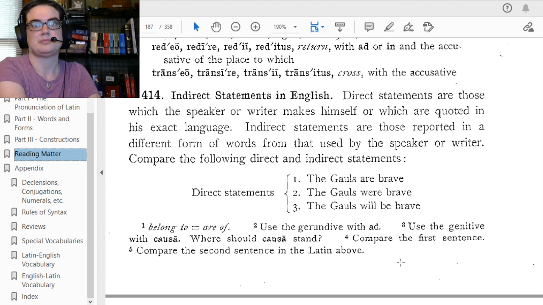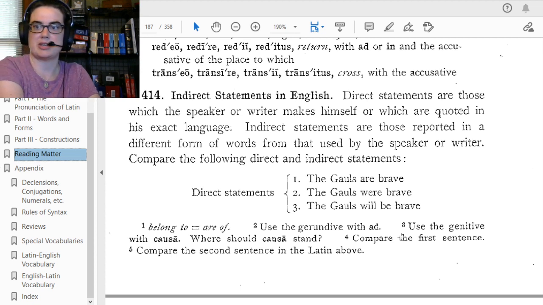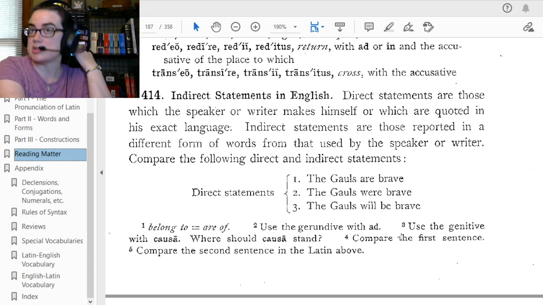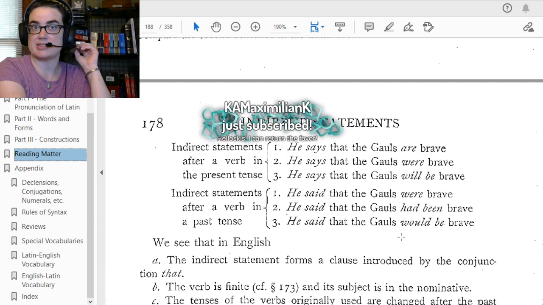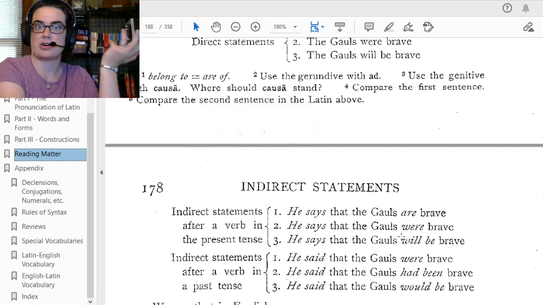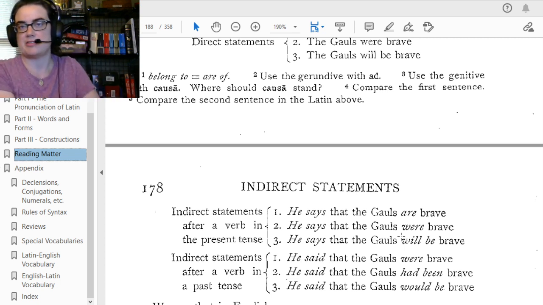All right. So indirect statement. This is when you report what somebody else said, because you are stating something indirectly. You're using somebody else's words. So what they said is indirectly stated. Direct statements are those that you make yourself, or the speaker or writer makes themselves, and are quoted in the exact language. Indirect statements are those reported in a different form of words. So for example, direct statement: the Gauls are brave, and various different tense changes. Indirect statement would be, he says that the Gauls are brave. He said that the Gauls were brave. Whatever relative tense and all that kind of stuff that you have to do.